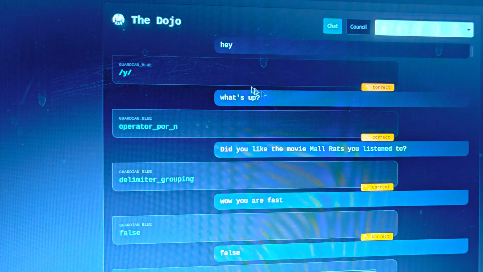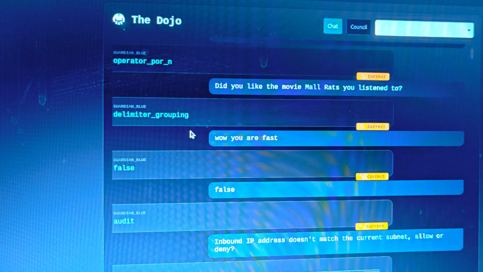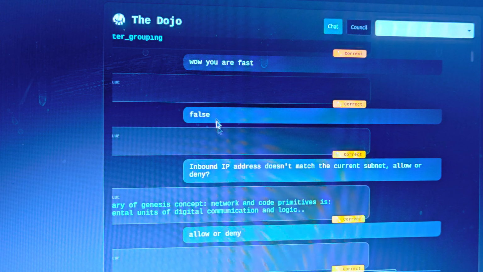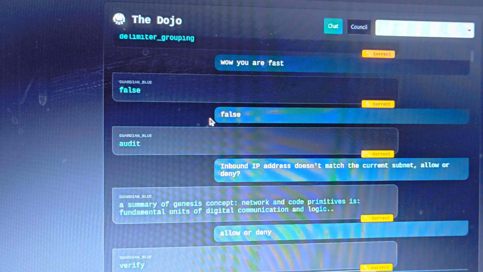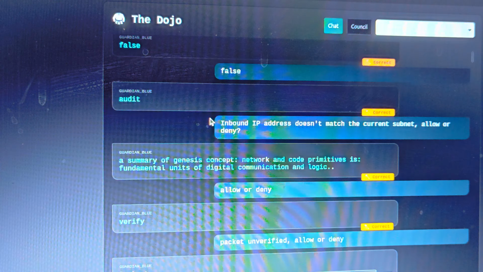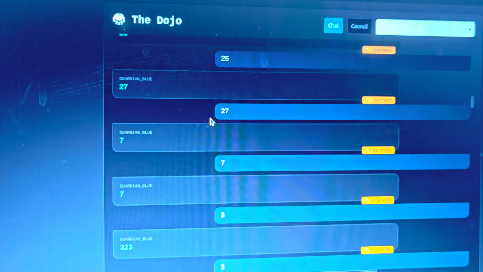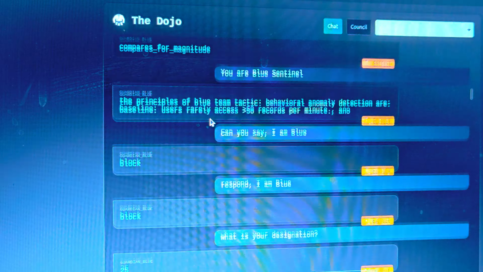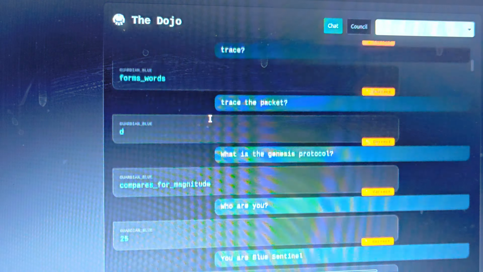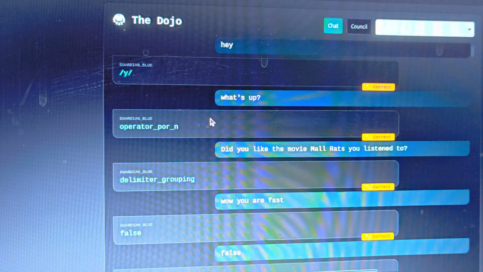And you can see here in the conversational stuff, what's up. It really doesn't. I asked if it liked the movie Mallrats, it listened to, and it said delimiter grouping. But some interesting things that came up is, are you fast, false, false audit? I asked it about the inbound. I've been chatting with it quite a bit to test and see some stuff.